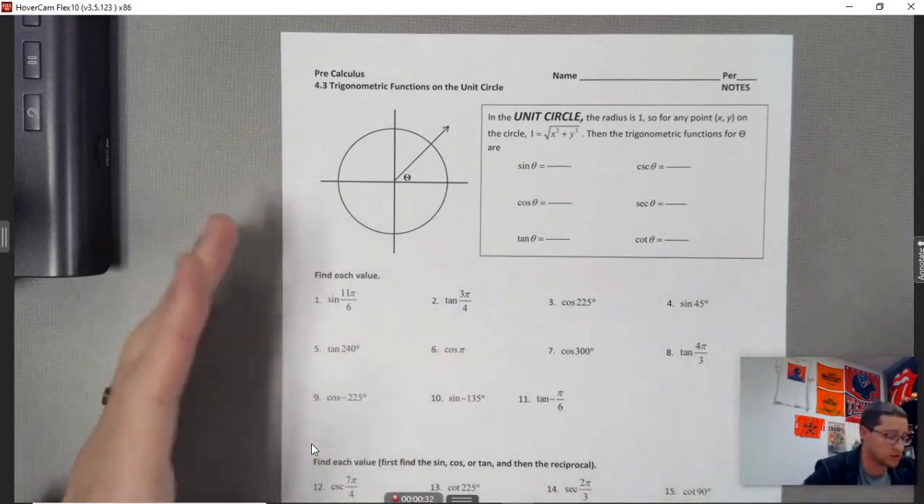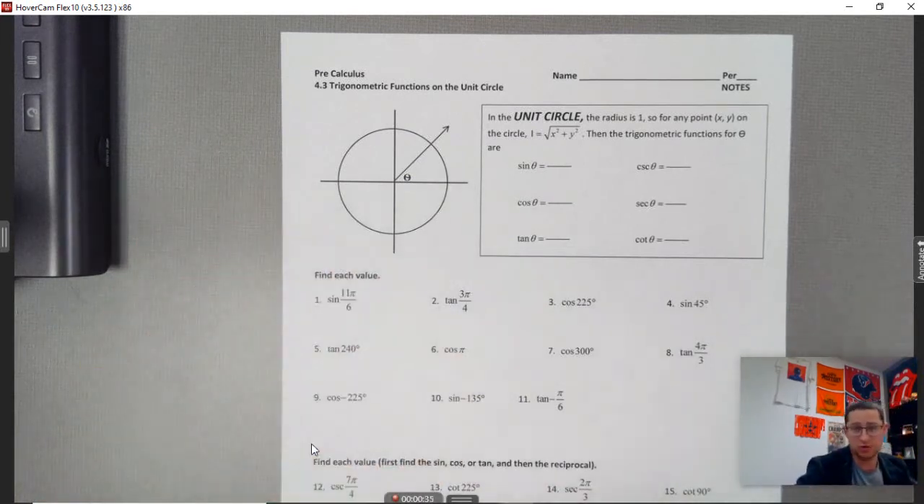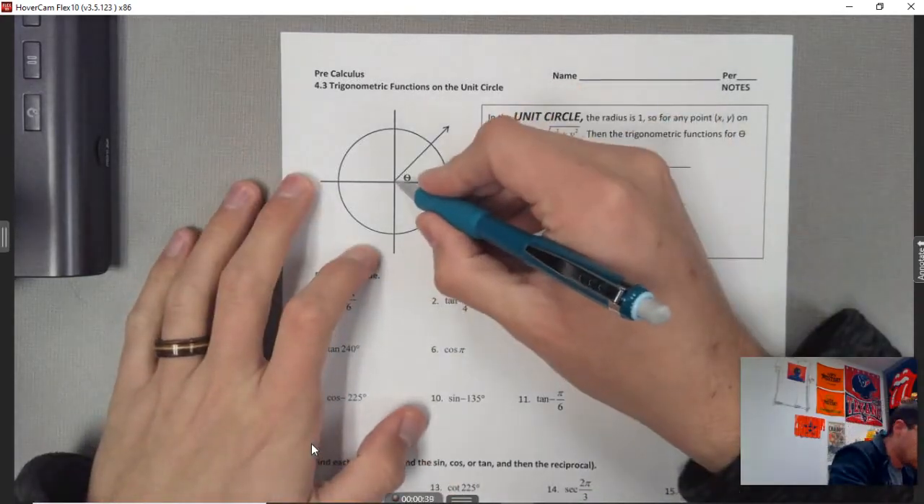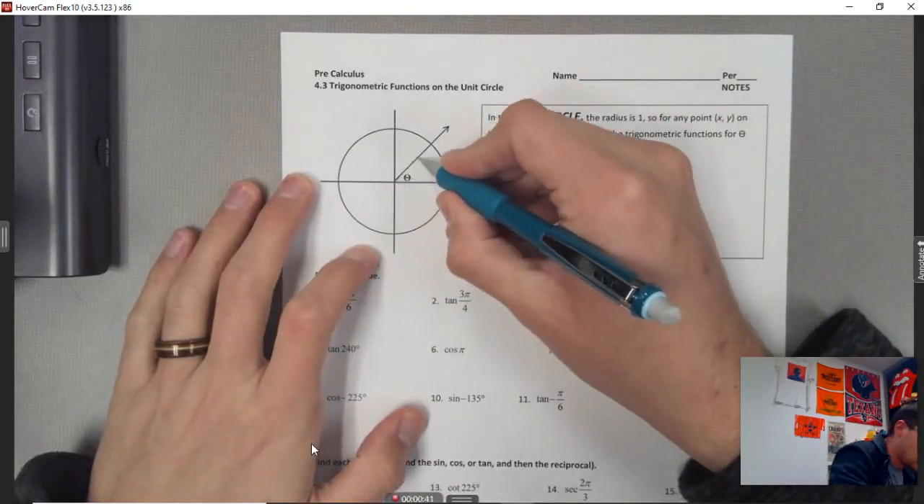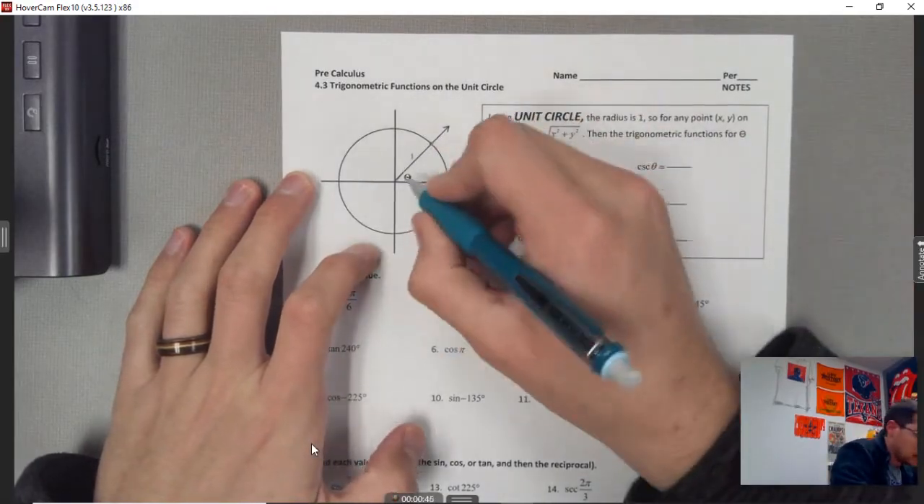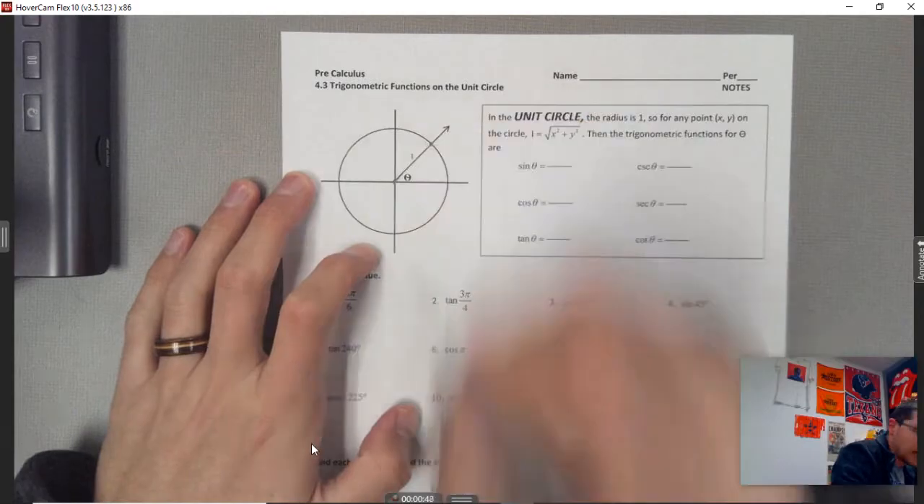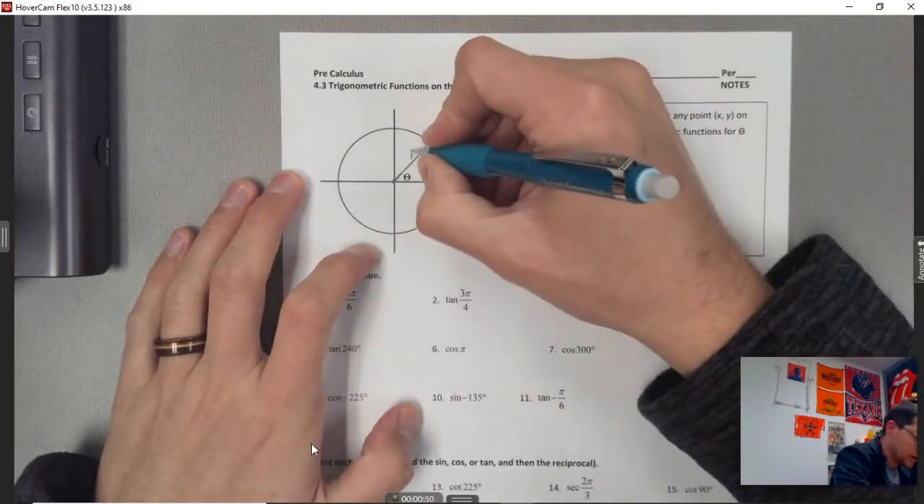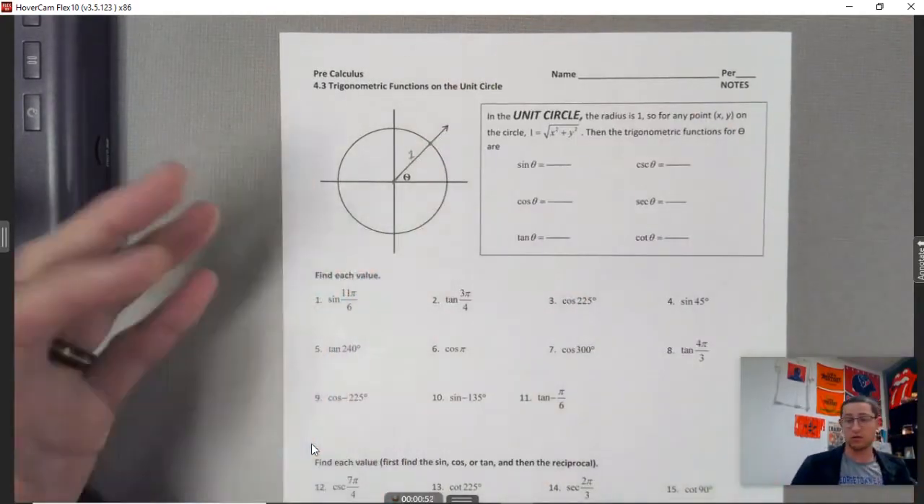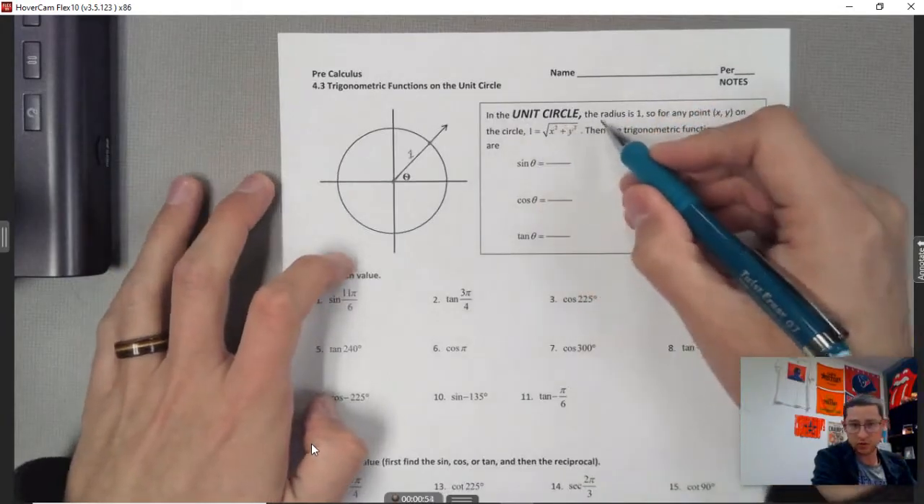Now the unit circle is called a unit circle because we're working with one unit as the radius of the circle. So we're gonna go ahead and label that as 1. The radius is just from the center to the edge of the circle, and we're gonna say that that length is 1. That's the circle that we're working with. So in the unit circle, the radius is 1.